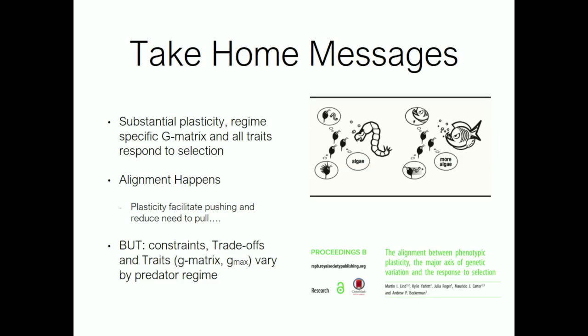And this brings me to the take-home messages I want you to have from this talk. There is substantial plasticity, regime-specific G matrices, and all traits respond to selection. We can get alignment. Plasticity appears to be able to facilitate this pushing and pulling. This idea of adaptive plasticity might actually be true. However, there are constraints and trade-offs and patterns among these traits that seem to matter and make it impossible to always see what we might have expected from theory.